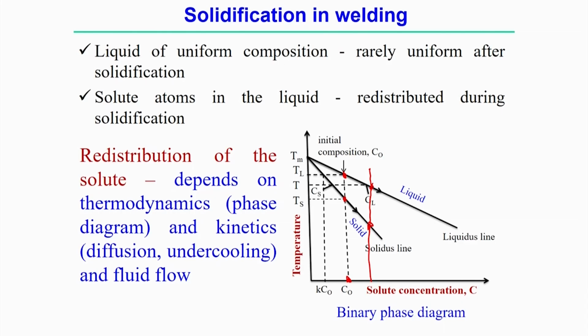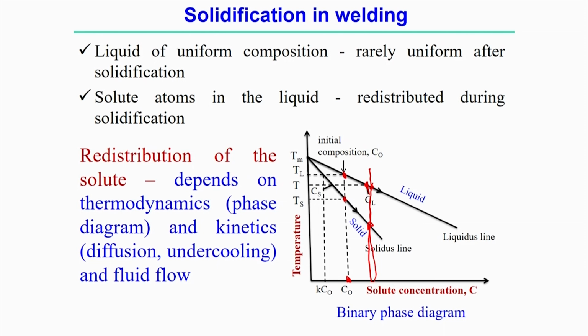So, at any temperature, with the initial composition of the binary alloy being C0, if we draw a horizontal line, it crosses the liquidus and the solidus. The point on the liquidus represents the liquid content, and the point on the solidus line represents the solid content.